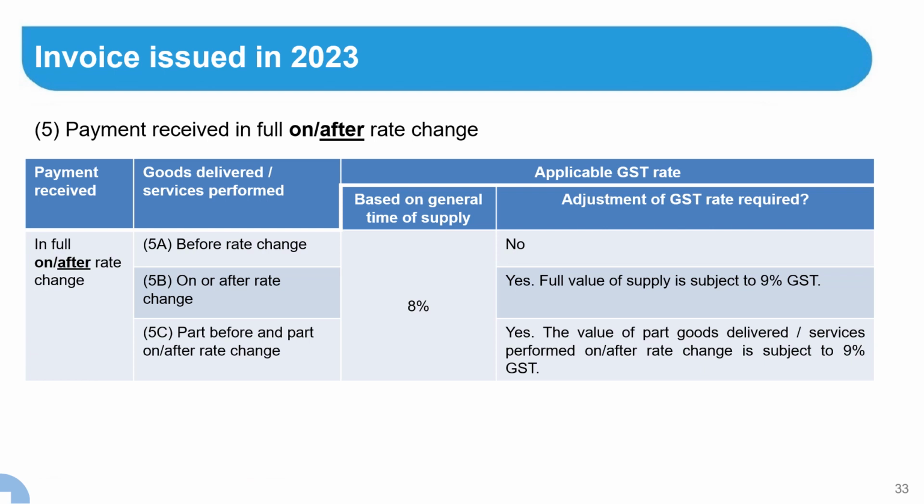In this table, there is no need to make any adjustment if the goods are delivered or services are performed in full before the rate change date. However, for scenarios 5B and 5C, the supplier would need to adjust the GST charged as not all the goods or services are performed before the rate change date. We will illustrate with an example for each of these scenarios in the following slides.